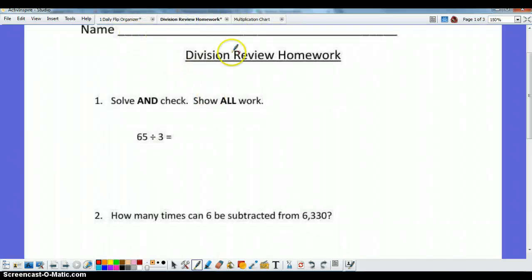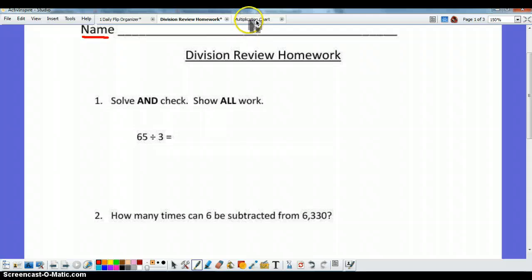So you should have a homework in front of you that looks something like this: Division Review Homework. Please have your student write their name at the top. I'm going to go over some of the questions. Others, I'm just going to breeze by because the students really have a good grasp on it, and others maybe you're unsure of how to help, and I'm going to show you that tonight.